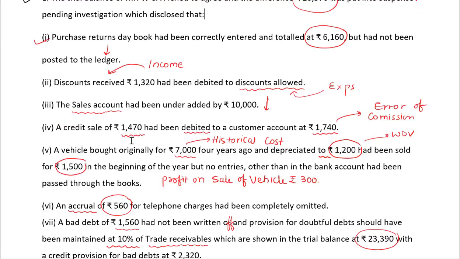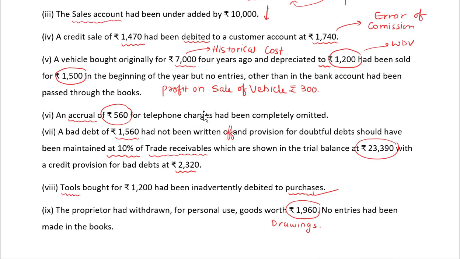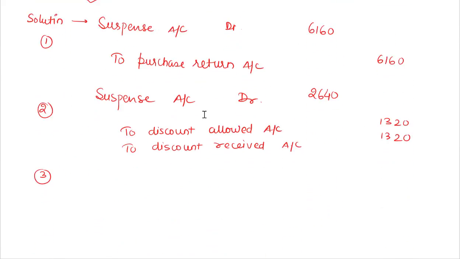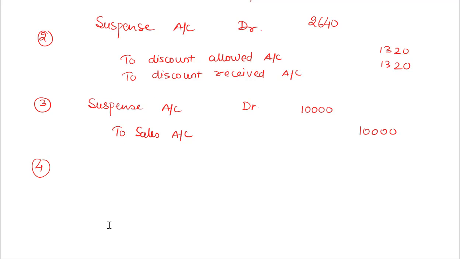Let's shift to the third one. A sale account has been under added by 10,000. So we will add sale by 10,000 more now. We will write to sales account 10,000. On the debit side, we will write suspense account. Suspense account debited to sales account. I think it is clear.